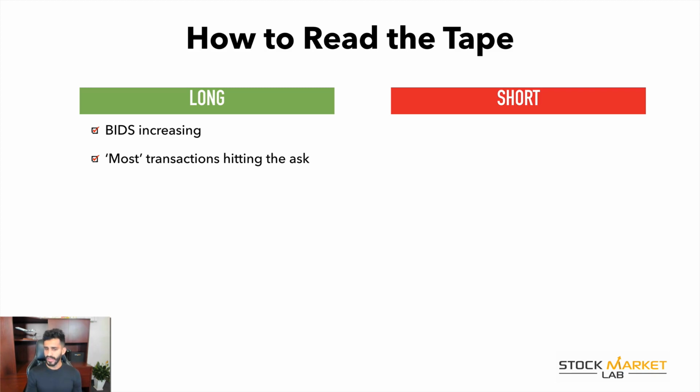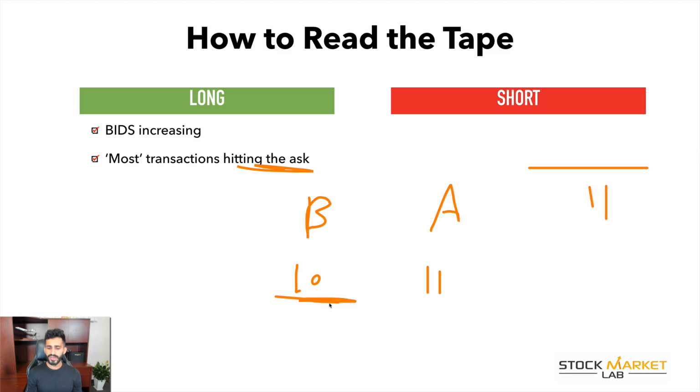So for example, if the bid is at $10 and the ask is at $11, on the tape I want to see more transactions hitting 11, and then when it hits 11, I want to see the buyers or the bid increase. Now, obviously, it's not going to be a straight read where you just see this go from 10 to 10.20 to 10.30 to 10.40 to 10.50. It's not going to happen like that. It's very messy, and I'm going to show you an example of that in a bit.